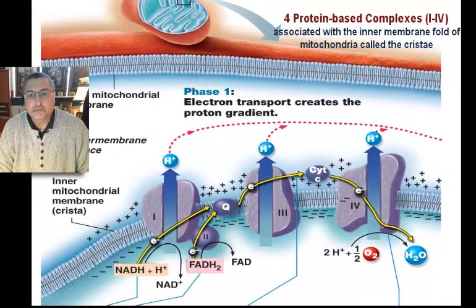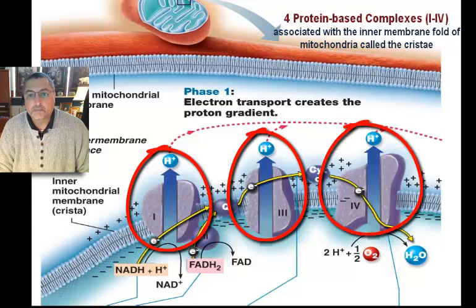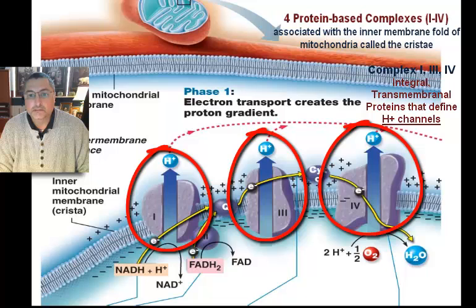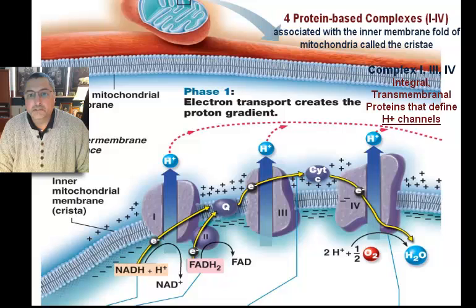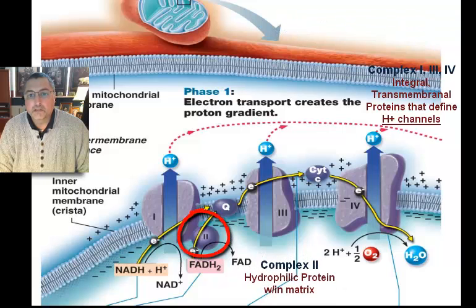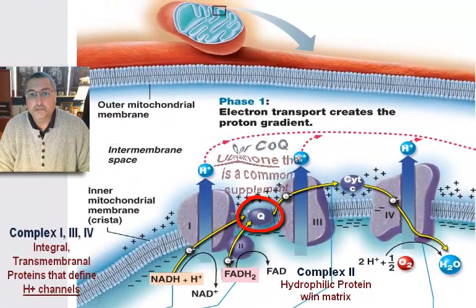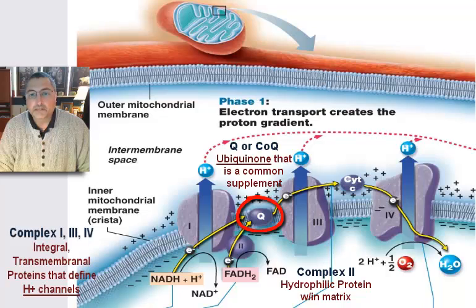Let's take a look at the structures associated with the electron transport chain that you see here. They're going to be these complexes, Roman numeral 1 through 4. First, take a look and see that 1, 3, and 4 are going to be complexes that are embedded integral proteins. They're going to be transmembrane proteins that will create pores, channels, and these channels are going to be specific to hydrogen ions. Notice, though, also that complex 2 is going to be a hydrophilic complex that's going to be found in the matrix, and it's going to associate with a carrier molecule known as Q. Q also has a name, ubiquinone or CoQ.